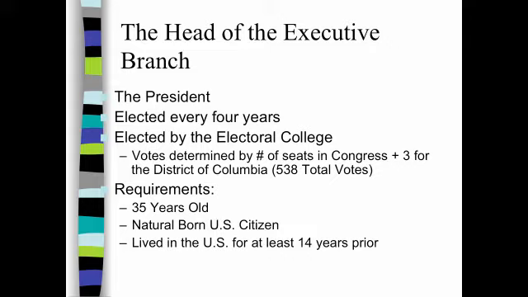voice was heard. The requirements for the president are that they must be at least 35 years old, they must be a natural-born U.S. citizen, and they must have lived in the United States for at least 14 years prior to the election.